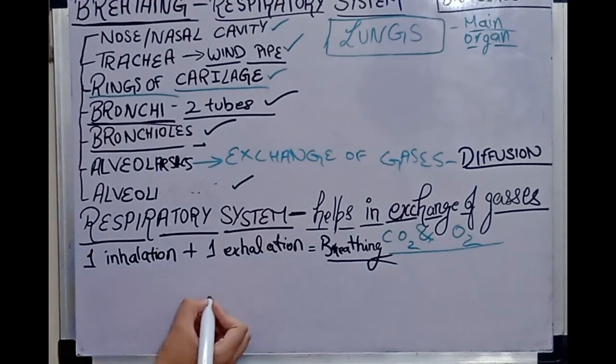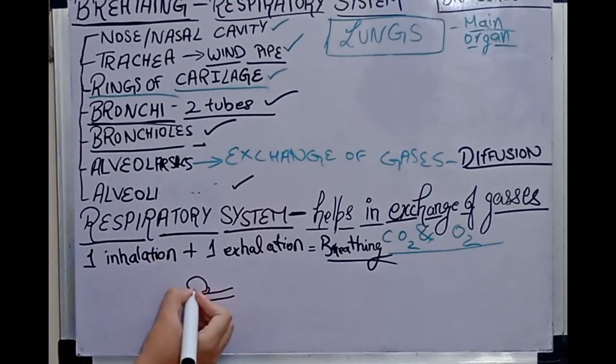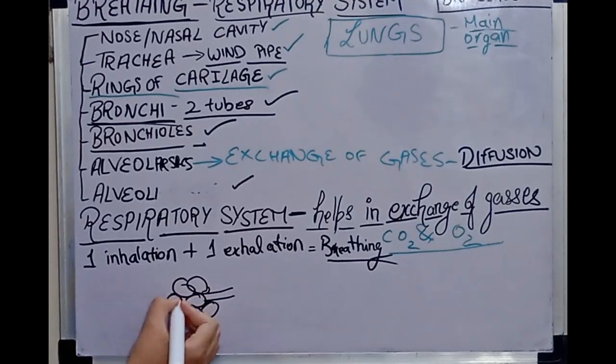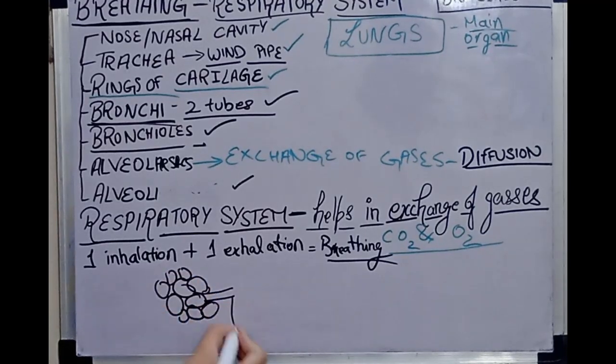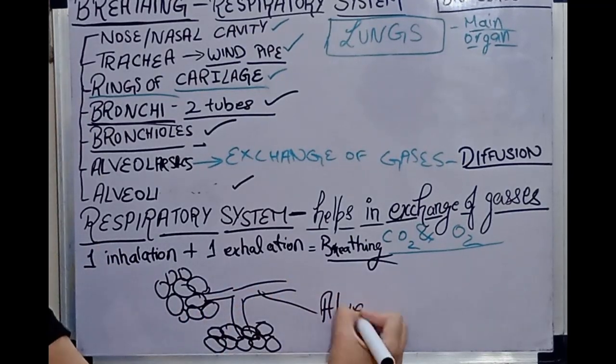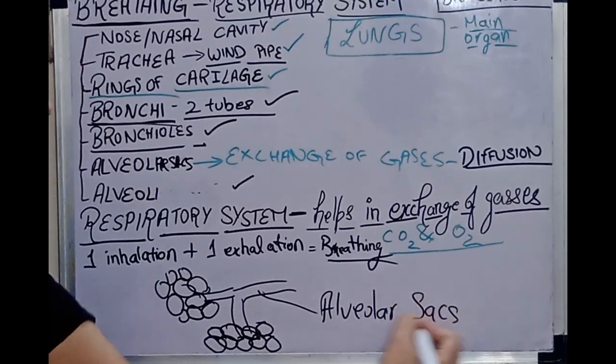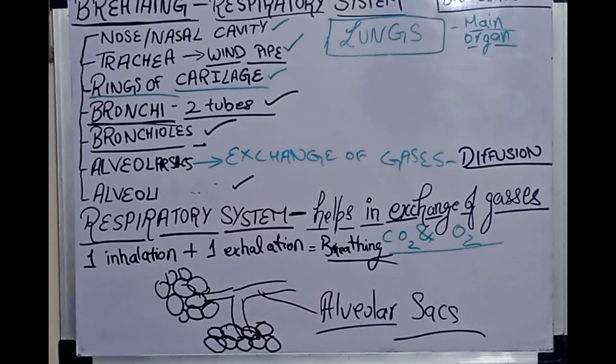Now what is this? Let me draw the alveolar sacs. This is what? This is your alveolar sacs. Okay? Now, your alveolar sacs help in exchange of gases. How does exchange of gases happen? It happens due to diffusion. How does diffusion happen? Because of concentration.